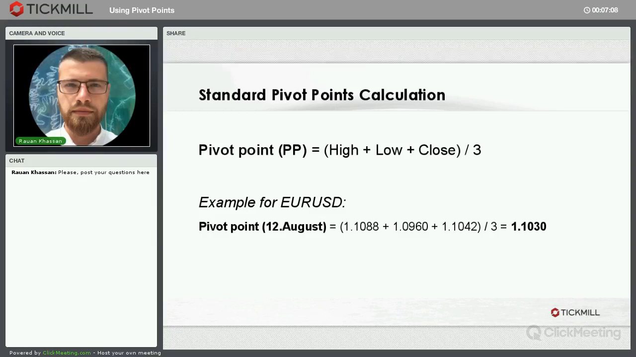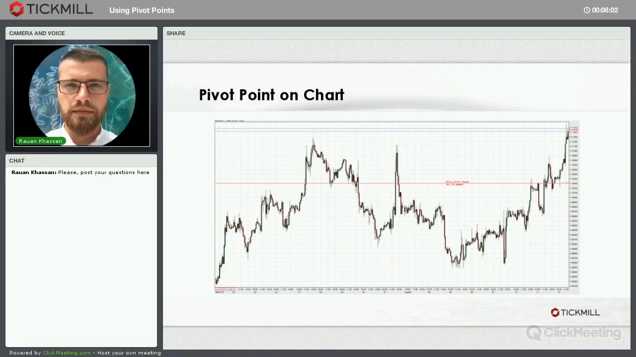Let's take as an example the EURUSD pair, which is the most popular currency instrument, and we'll try to calculate the pivot point for today, 12th of August. So we take the high from yesterday, which was at the level of 1.1088. Then we add 1.0960, which was the low value. Finally, we add 1.1040, that was the closing level for EURUSD yesterday on Tuesday. We divide it by 3, and we have a 1.1030 pivot point. On the next slide, we see how it looks on the actual chart.